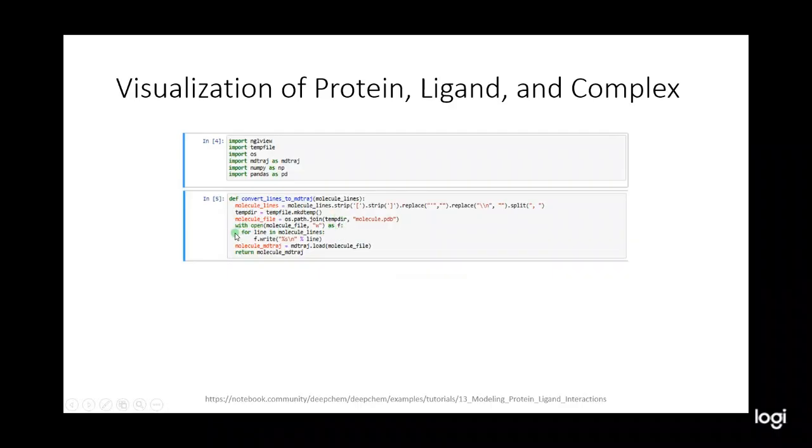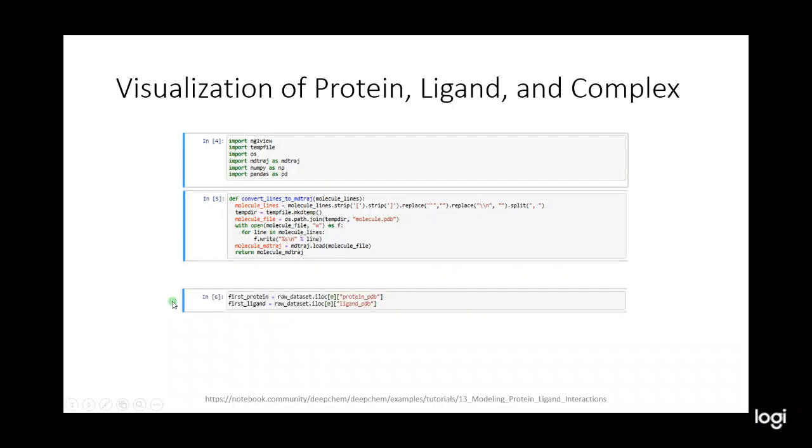Next, we use a for loop to write each line from molecule_lines into the temporarily opened file. Now the data written to the molecule_file is loaded into an object called molecule_mdtraj, which is returned from the function convert_lines_to_mdtraj.